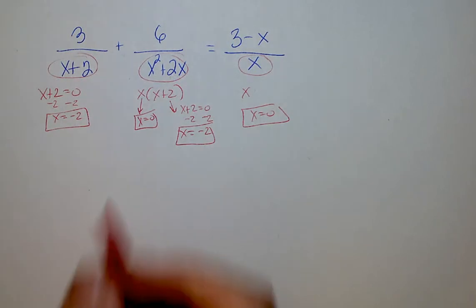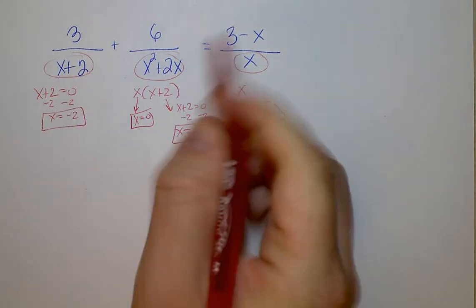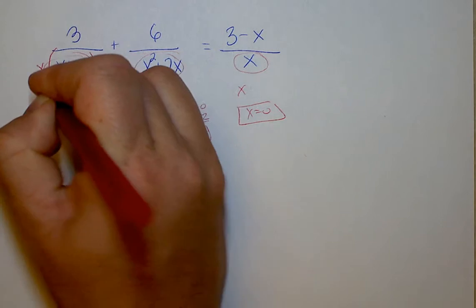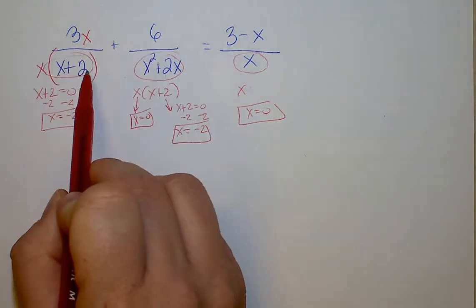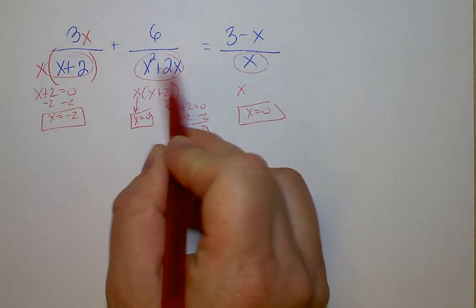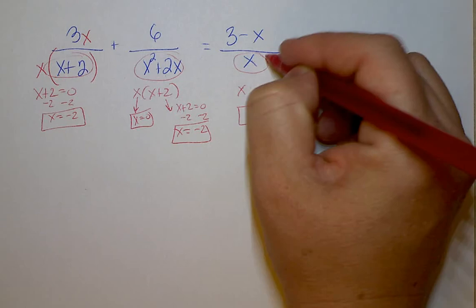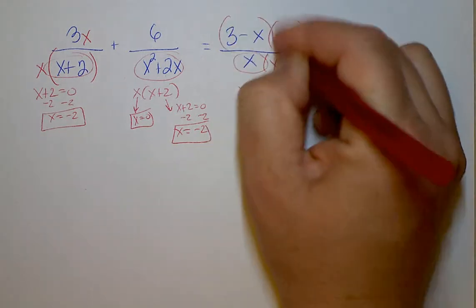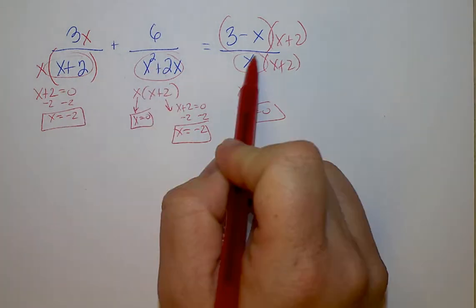problem, I'm going to start by finding a common denominator. So this needs an x plus 2. Whatever you do to the bottom, you must do to the top. So this is an x and an x plus 2. Here, this factors into x and x plus 2. And this has an x, but it's missing an x plus 2. x plus 2, x plus 2, and x plus 2.